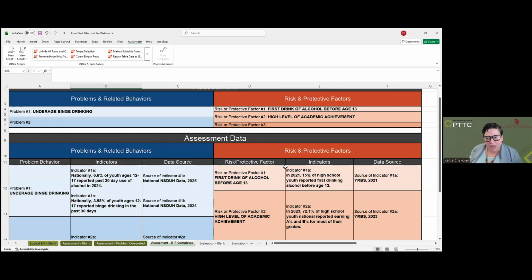I also want to pull on the protective factor, this high level of academic achievement. So in 2023, 72% of high school youth reported earning A's and B's for most of their grades. And that source was the 2023 YRBS. Your turn. Take a second, fill in at least one, you don't have to do more than that, but fill in one row of a risk or protective factor that feels relevant for the state you were looking at when you filled out your problem and related behaviors.